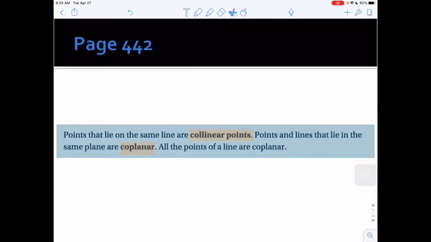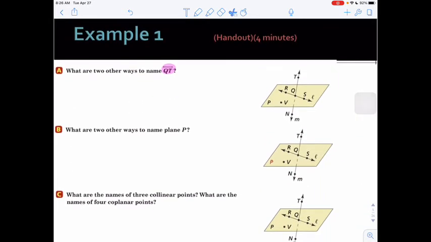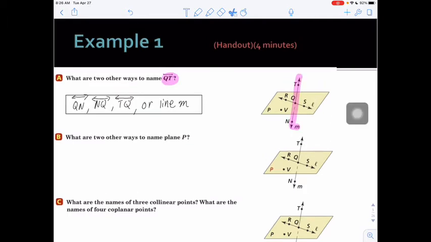On page 442, we have: points that lie on the same line are collinear points. Points and lines that lie in the same plane are coplanar. All the points of a line are coplanar. Example 1 says, for part A, what are 2 other ways to name line QT? So here we have line QT. I have highlighted line QT so we can see everything that is on it.